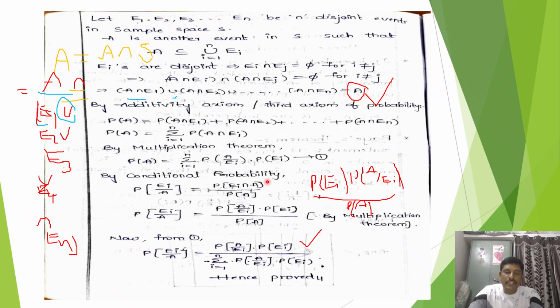Now by conditional probability, we can write P of Ei given A is equal to P of Ei intersection A by P of A. P of Ei intersection A, how can we write? P of Ei, because we know that Ei probability. So P of Ei into P of A given Ei by P of A. So already we have found P of A, so we substitute P of A here. Is it clear, all of you? This is what Bayes theorem is. Now we are going to discuss some problems on Bayes theorem.